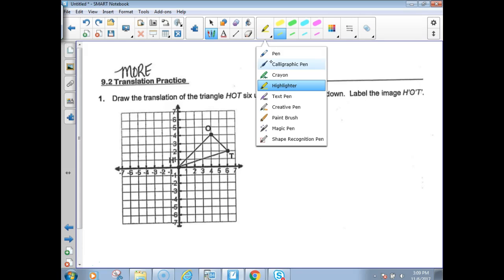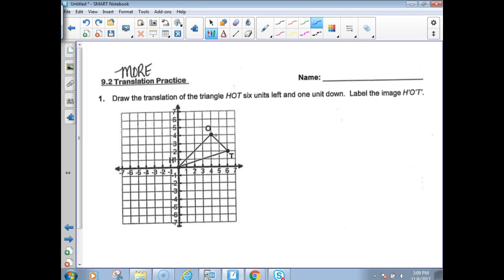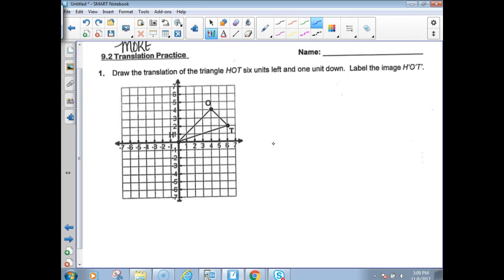Translating now. That was reflecting. Now let's do a little practice on translations. This says to go 6 units left and 1 unit down. What would that look like as a vector? Okay, good. -6 for left. Yes, I saw your little air drawing there. That was good. And -1 would be down. And you have to put it in those pointy brackets. Okay?